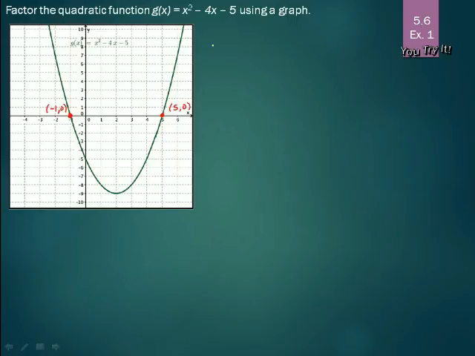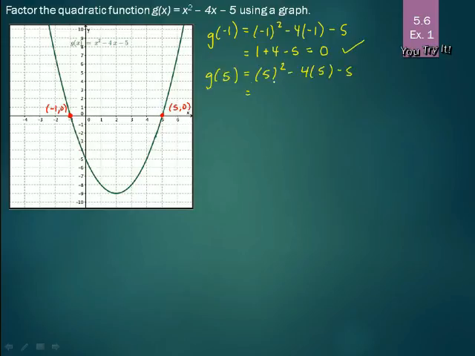So now let's just double check. Just because it looks like that on the graph, we need to make sure that those are actually the zeros. And so we can just plug in negative 1 into g. And so then we get negative 1 squared is just positive 1, minus 4 times negative 1. That's going to be plus 4, and then minus 5. So 1 plus 4 is 5, minus 5 is 0. And so that does check out.